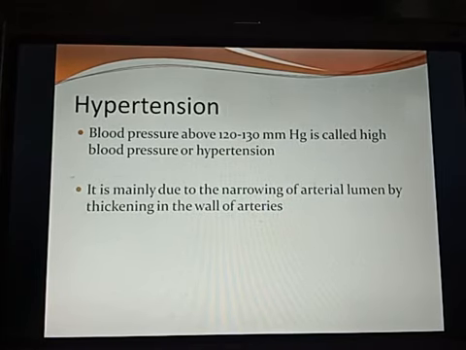It is mainly due to the narrowing of the arterial lumen. The lumen of the arteries can become narrow due to some genetic condition, or due to the deposition of substances, or due to some other diseases or reasons. That may occur due to thickening of the walls of the arteries, which basically leads to the narrowing of the arterial lumen. So what will happen when the lumen of the arteries becomes narrow? The blood pressure will increase. The blood will exert more pressure, and the condition is termed hypertension.